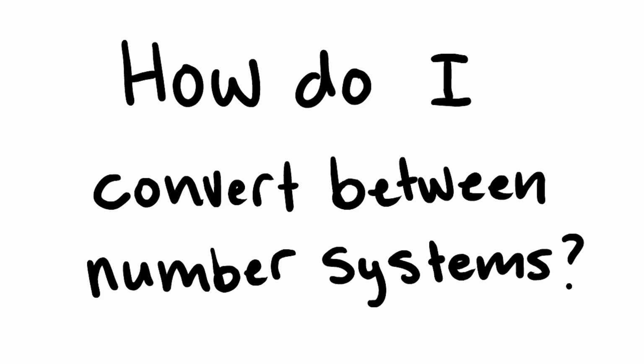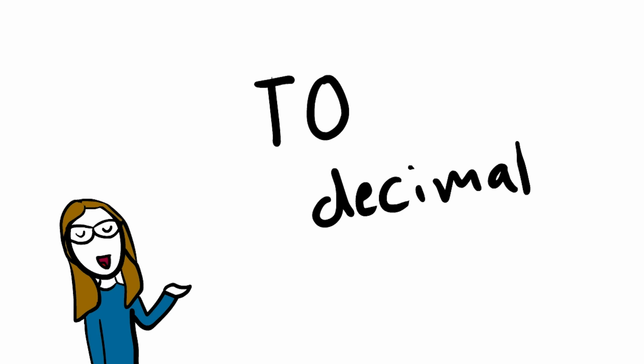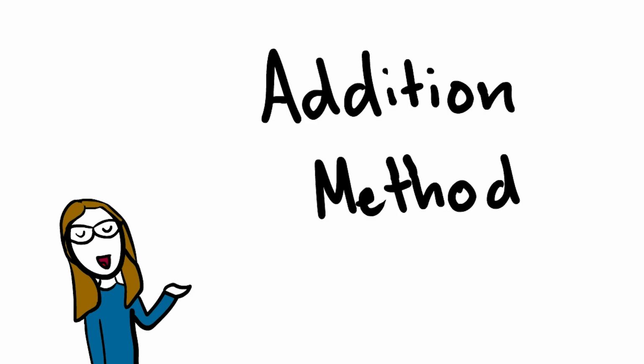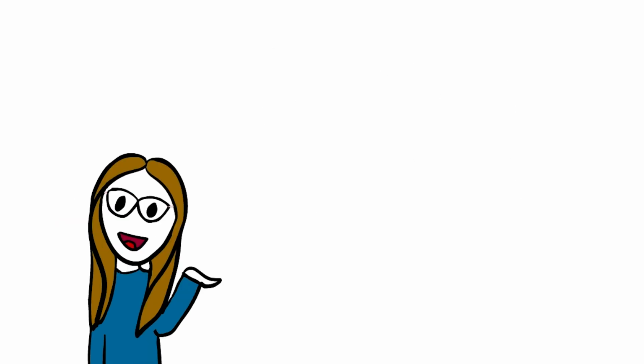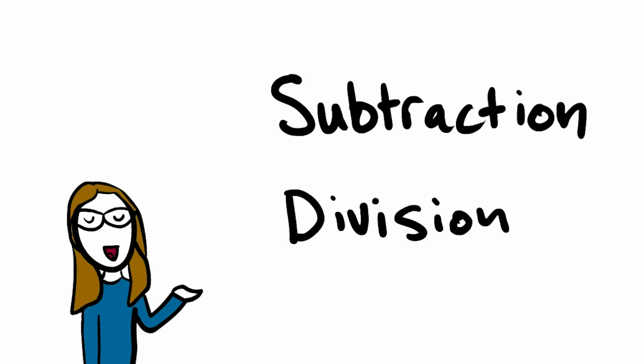Now, how do I convert between number systems? Well, there is one method with slight variation between the number systems for converting to decimal, which I don't actually know if it has a name. So I'll just call it the addition method for the sake of this video. Then there are 2 methods when converting from decimal, called subtraction and division.